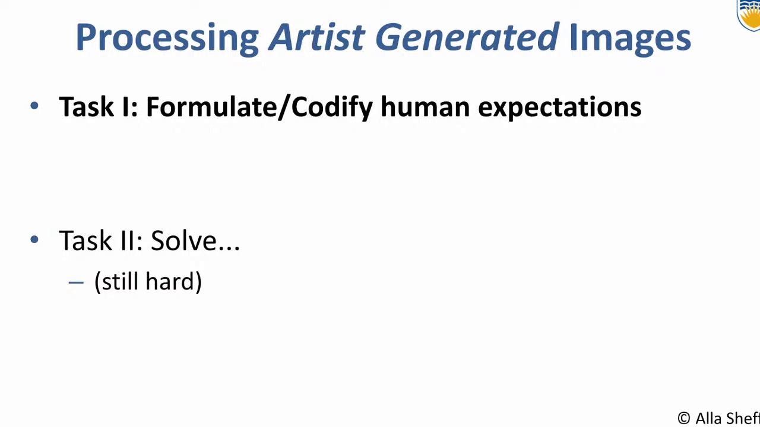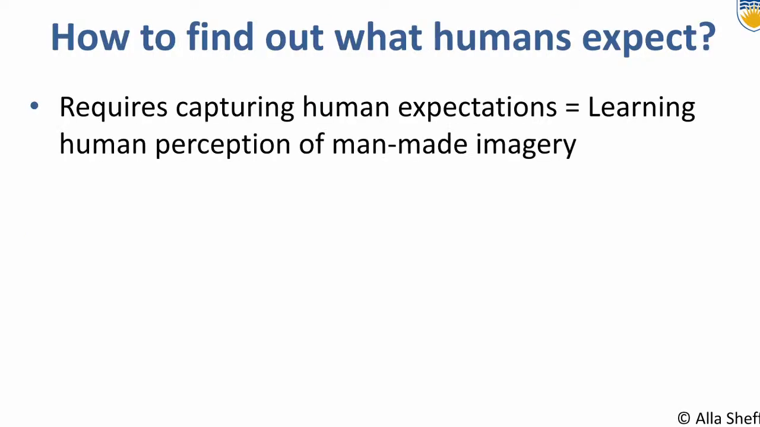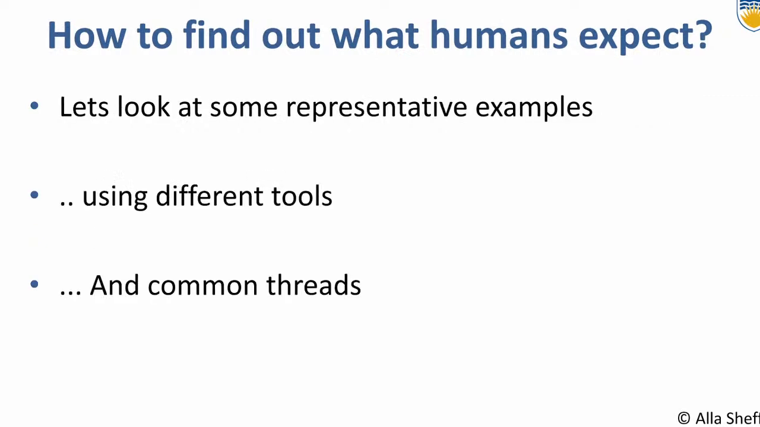But in my talk today, I'll really look at this first part, because once we know what function we want to minimize, we know how to minimize those things. It's the figuring out what we want to minimize. And really what we want is to learn the human perception of that imagery. The question is how? And what I'm going to talk about today is some somewhat representative examples using different tools, and then maybe try to highlight common threads among those.